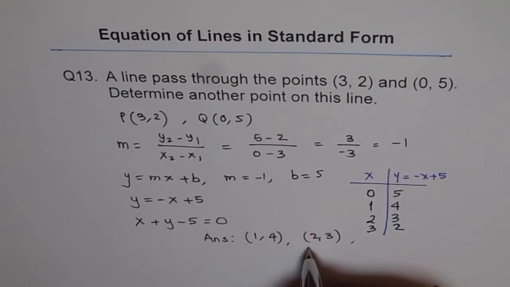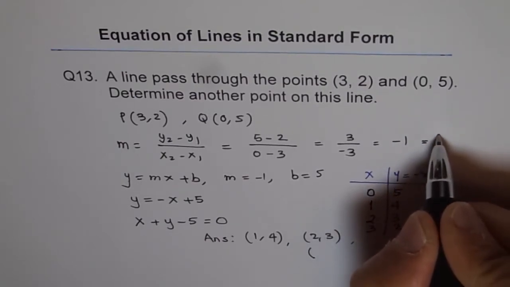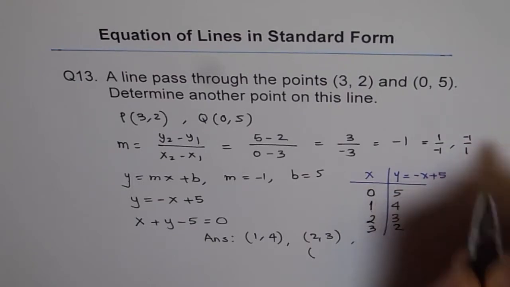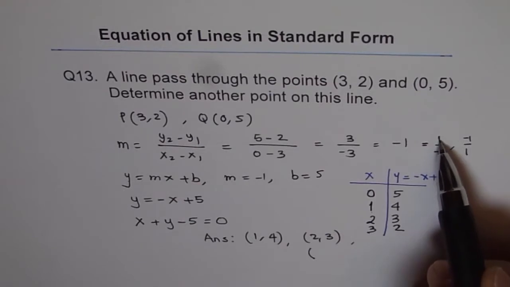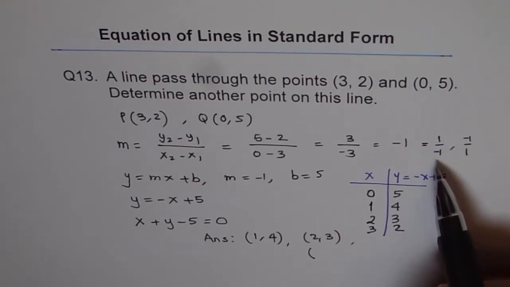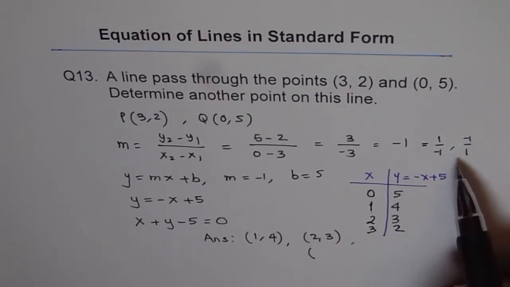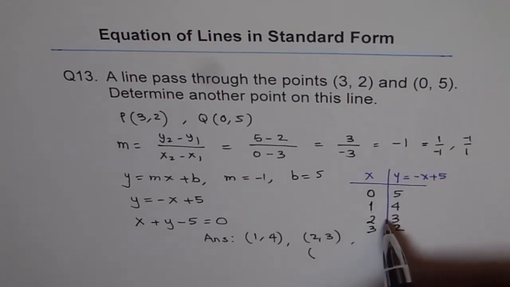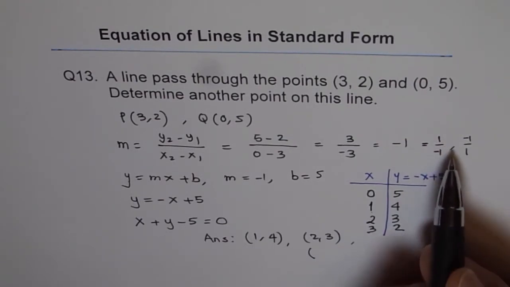What I'm trying to say is, since the slope is minus 1, you can think of the slope as 1 over minus 1 or minus 1 over 1, right? That means increase y by 1 and decrease x by 1, or decrease y by 1 and increase x by 1 to get more points. Do you see that? So we'll follow this principle. We need not use the equation from a point to get more points using slope. This is another beautiful method which I want to share with you.